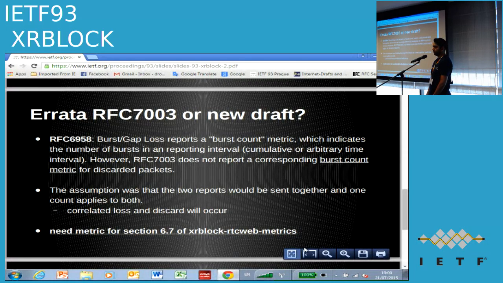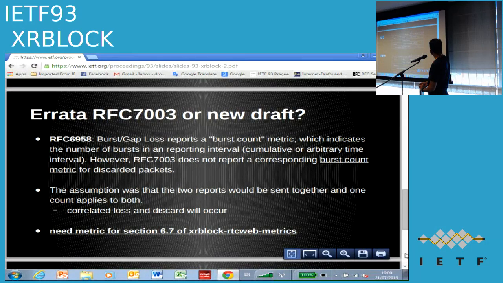Right. So I think we discussed this offline in Dallas, because just before Dallas I found out, and at that point the discussion was to do an errata. And when I went back and read the rules of the errata, I was not sure. There is a code point assigned to this, and this metric is valid for the assumptions that they made. So I think you can have a different report which says that if you have uncorrelated discards, then you use this one, and the older one is for correlated discards with loss.